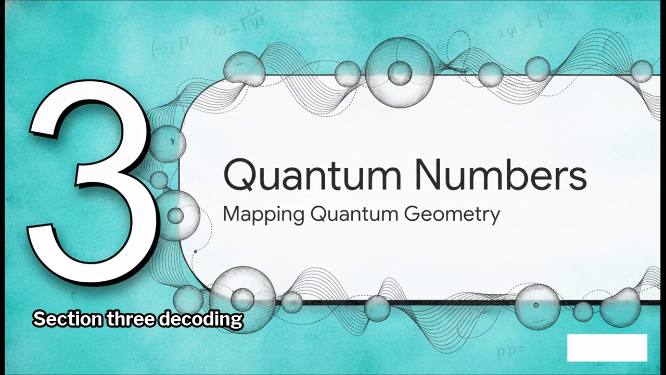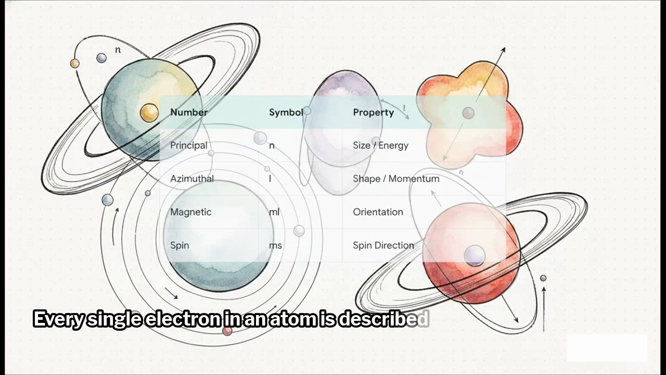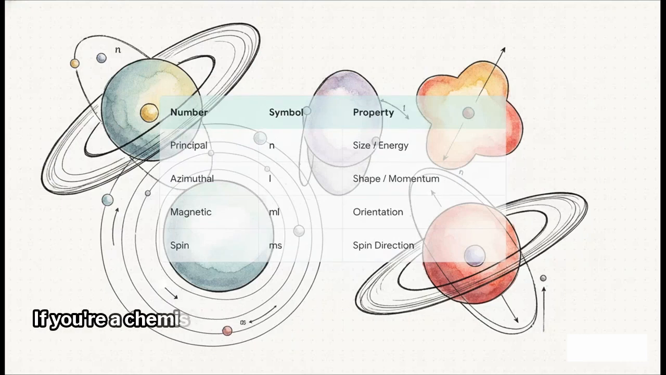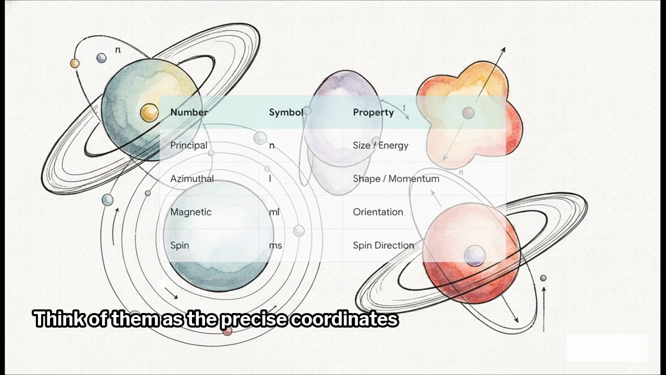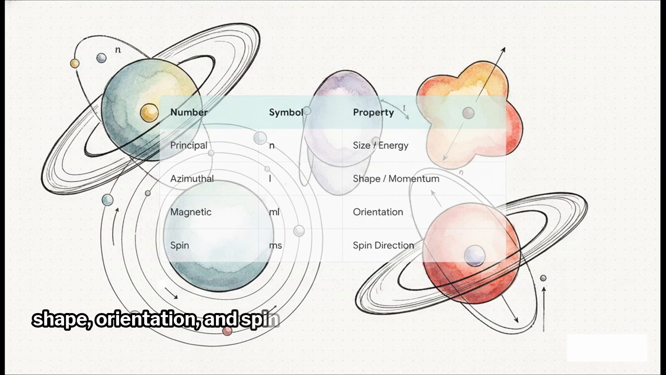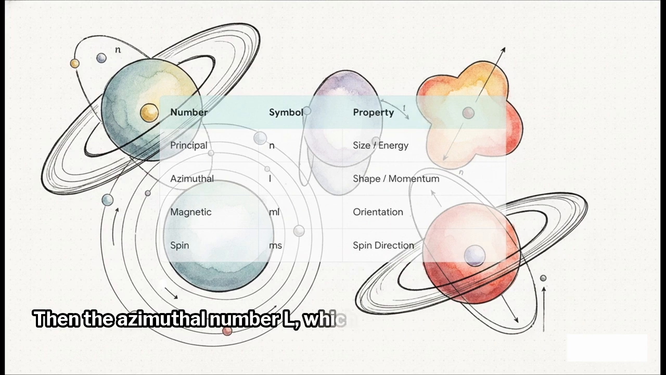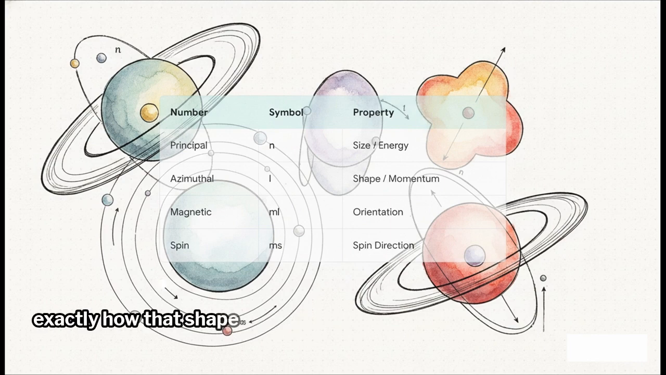Section 3. Decoding the quantum numbers. Mapping the quantum geometry. Every single electron in an atom is described by a set of 4 unique quantum numbers. If you're a chemistry student trying to figure out how atoms bond, these are basically your holy grail. Think of them as the precise coordinates that define the size, shape, orientation, and spin of our 3D standing waves. First, you have the principal number, n, which sets the overall energy level and size. Then the azimuthal number, L, which dictates the actual shape, giving us those famous s, p, d, and f orbitals based on angular momentum. The magnetic number, ml, tells us exactly how that shape is oriented in 3D space. And finally, the spin number, ms, defines the orientation of the electron's own magnetic field.